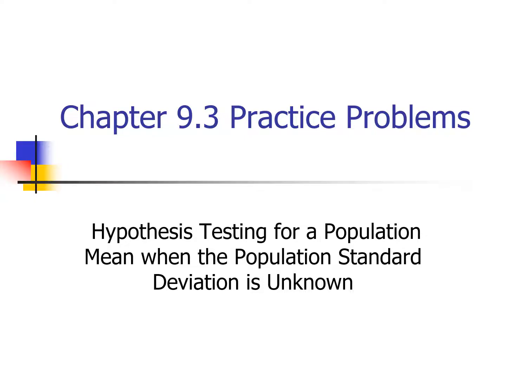All right, here we are, chapter 9.3, full speed ahead. Hypothesis testing for a population mean when the population standard deviation is unknown, AKA the t-test. T as in terrific.